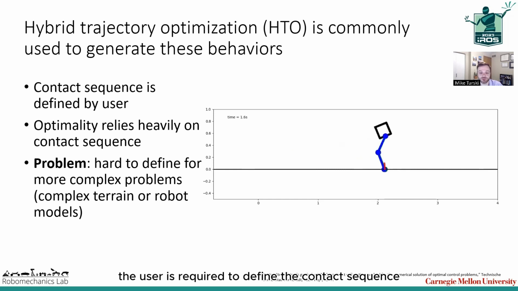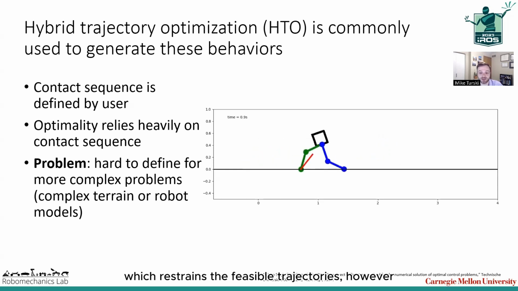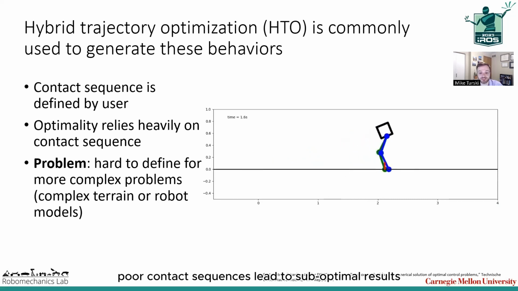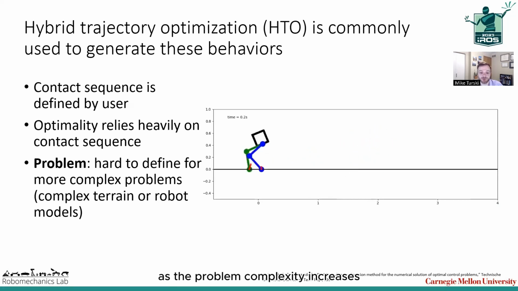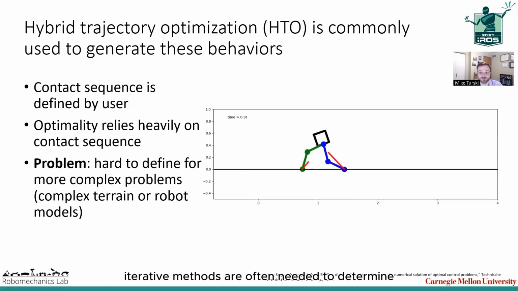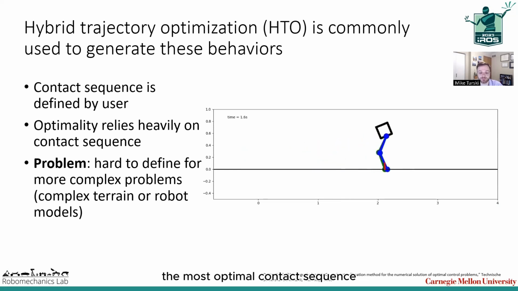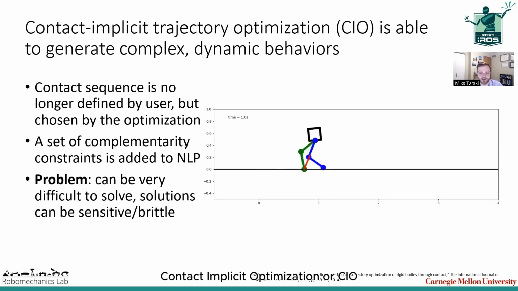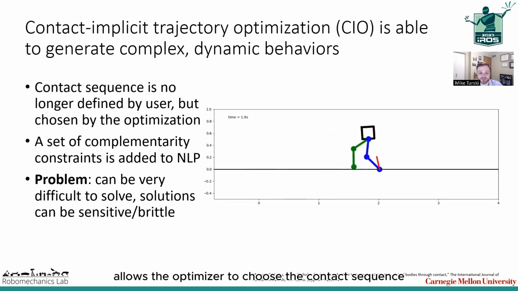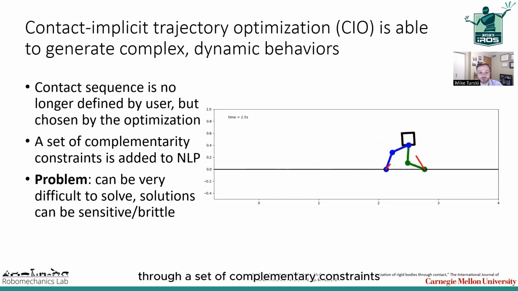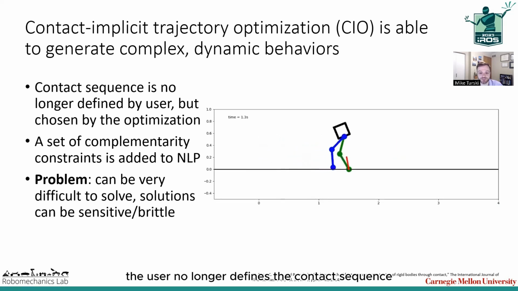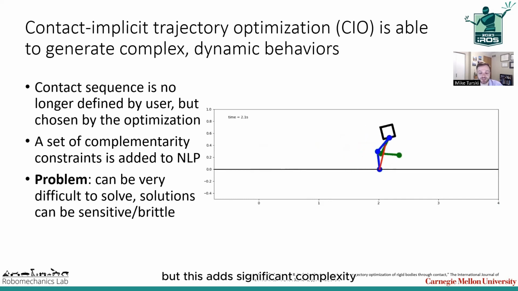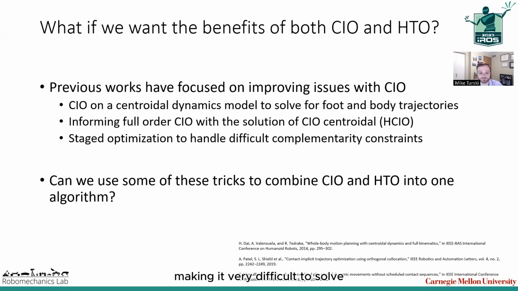For HTO, the user is required to define the contact sequence, which restrains the feasible trajectories. However, poor contact sequences lead to suboptimal results. As the problem complexity increases, iterative methods are often needed to determine the most optimal contact sequence. Contact-Implicit Optimization, or CIO, allows the optimizer to choose a contact sequence during the optimization through a set of complementarity constraints. The user no longer defines the contact sequence, but this adds significant complexity, making it very difficult to solve.